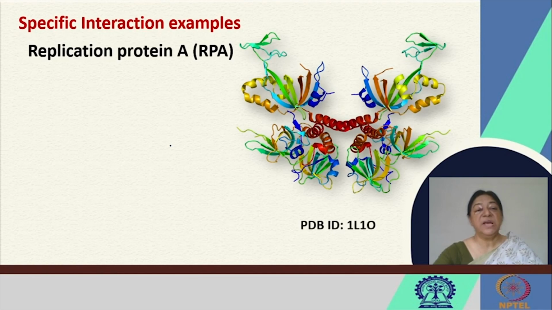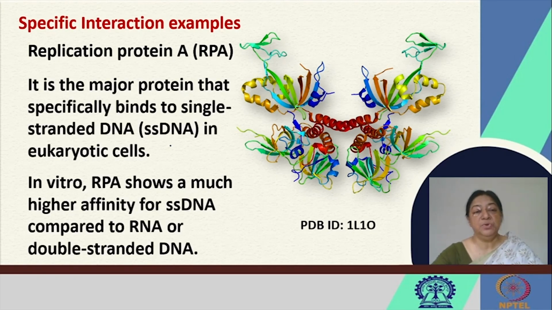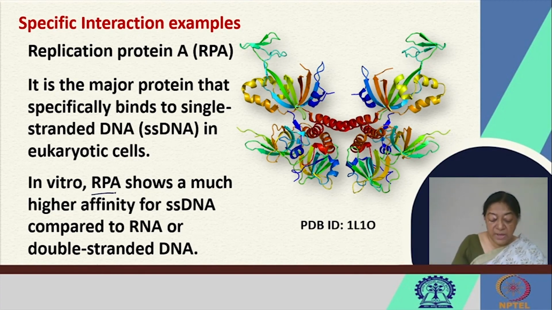The specific interaction examples are, for example, the replication protein A, RPA. This is a major protein that specifically binds to single-stranded DNA in eukaryotic cells. In vitro, RPA, that is the replication protein A, shows a much higher affinity for the single-stranded DNA compared to RNA or double-stranded DNA.